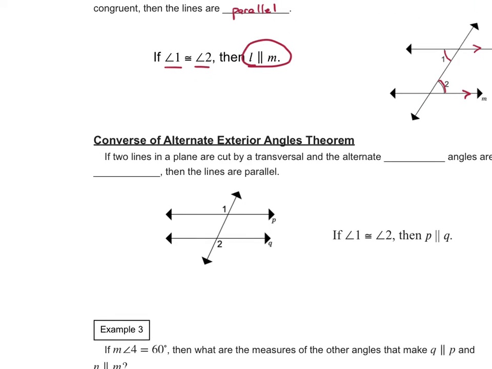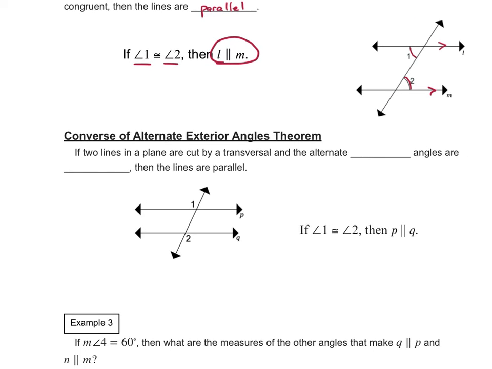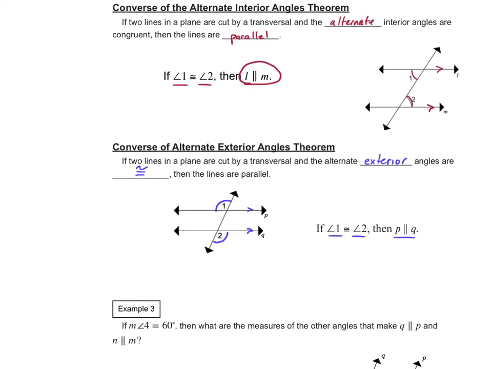And then for the alternate exterior angles theorem, we're looking at: if two lines in a plane are cut by a transversal and the alternate exterior angles are congruent, then those lines are going to be parallel. So if my alternate exterior angles are congruent, angle 1 is congruent to angle 2, then P is parallel to Q. That's what they're saying with the converse of the alternate exterior angles theorem.